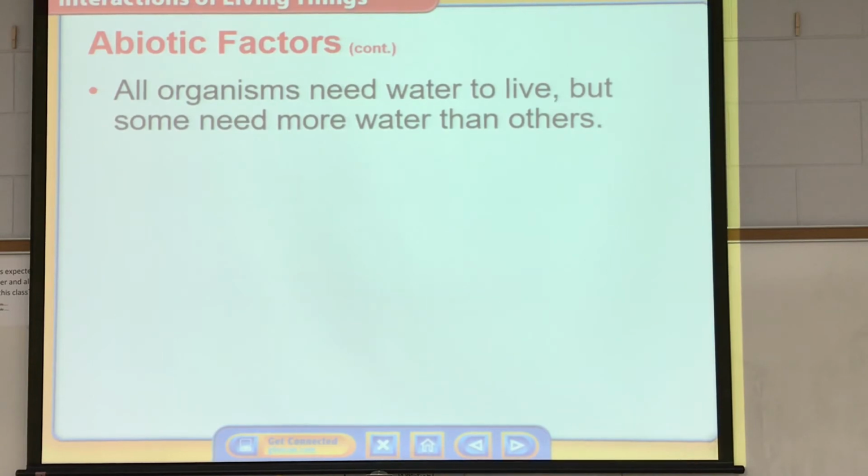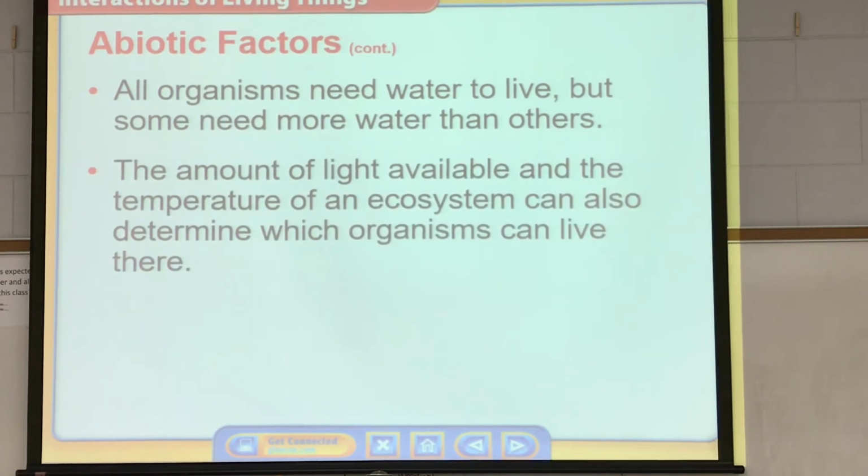All organisms need water to live. Some need more water than others. Obviously, a whale needs a lot of water to live in. A camel needs very little water because it can store the water in its hump and use it as it travels across the desert. An elephant, on the other hand, doesn't have that hump, so it could not travel in the desert because it needs lots of water and lots of food to eat. It would run out of food and water in the desert. The amount of light and temperature of an ecosystem can also determine what can live there.